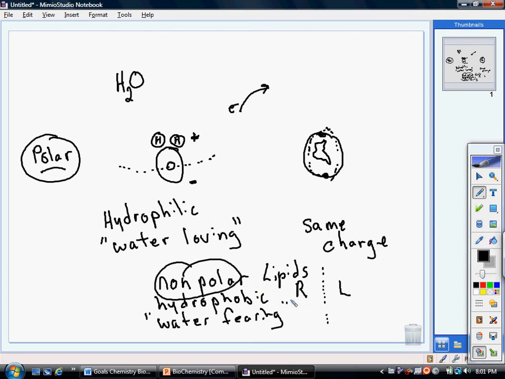A good way to know if something is nonpolar is if you can draw a line right down the middle of the molecule and it's a mirror image of itself from left to right, and we would refer to this nonpolar molecule as hydrophobic.